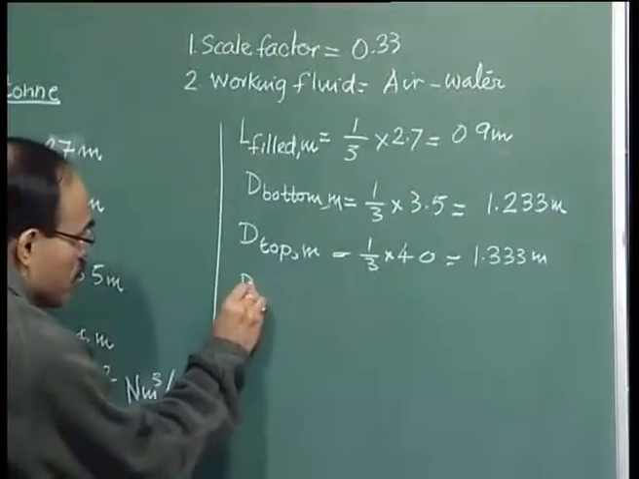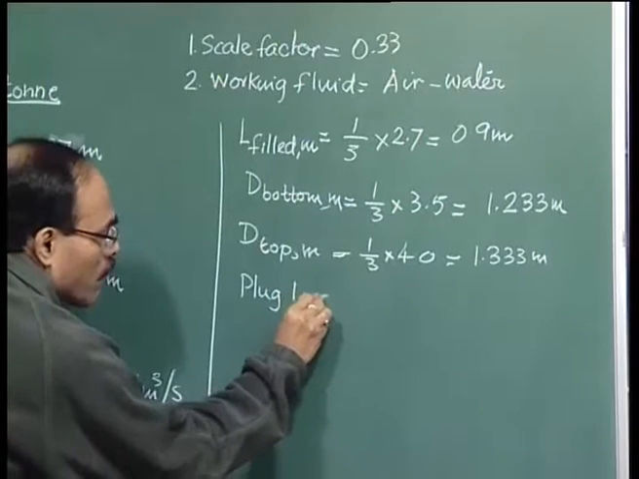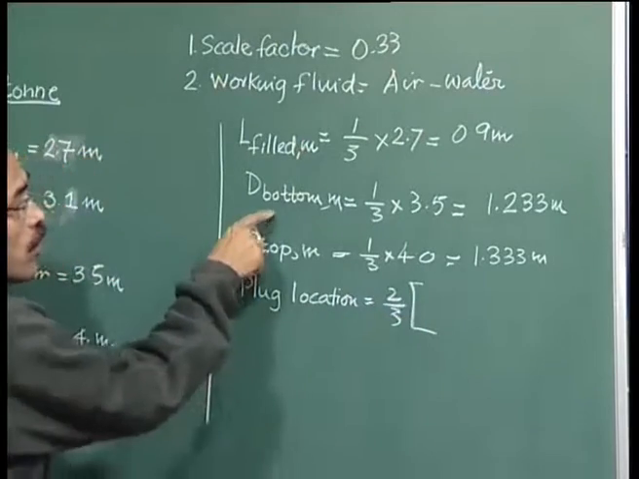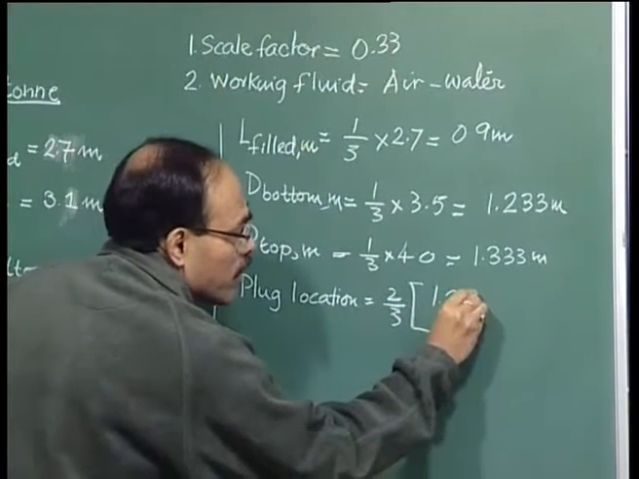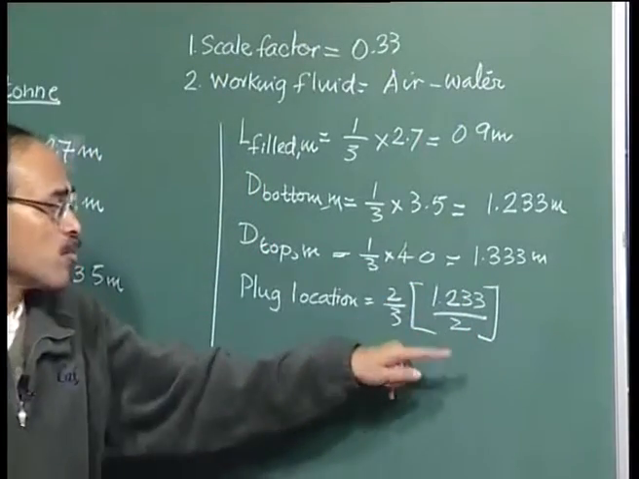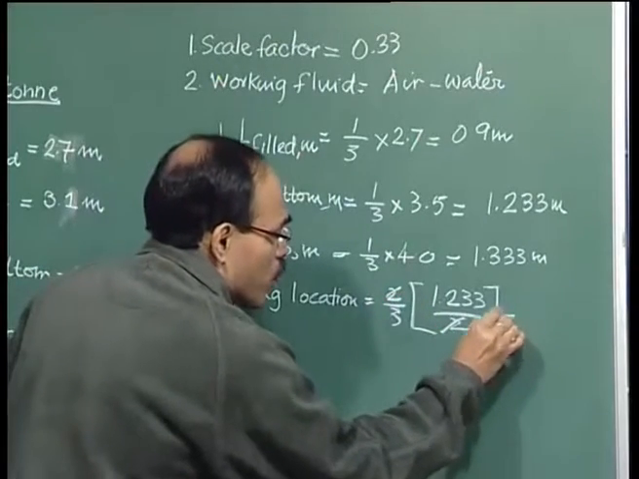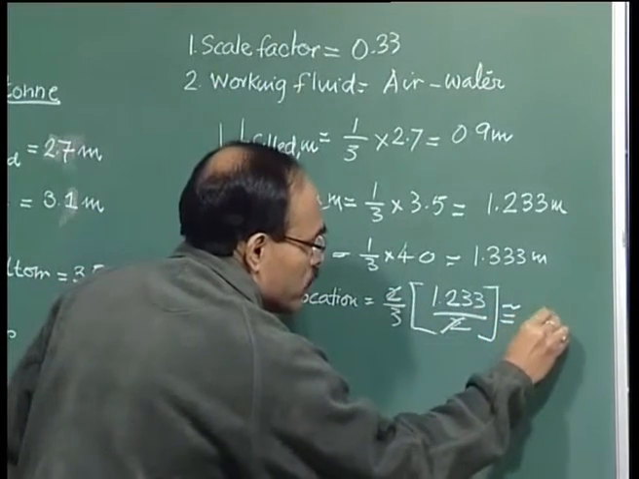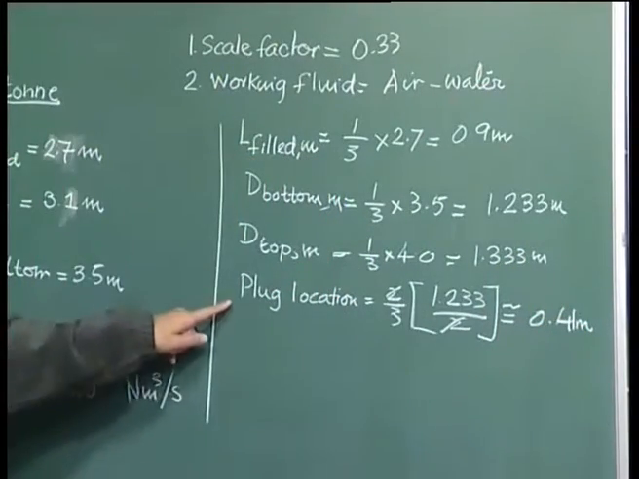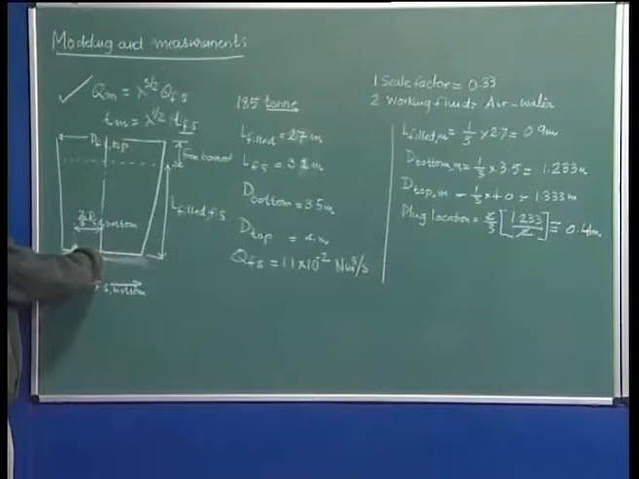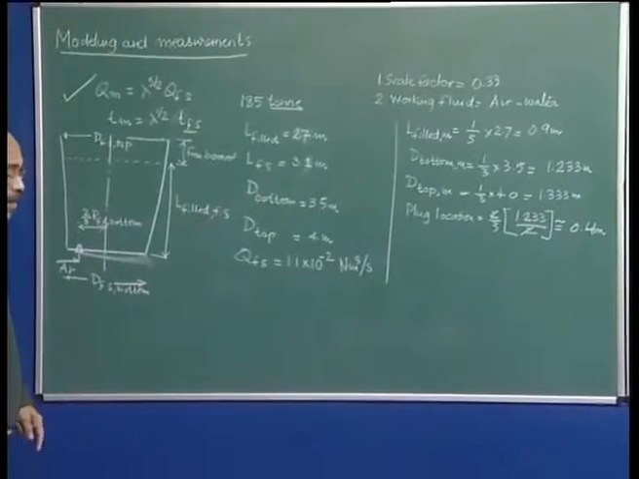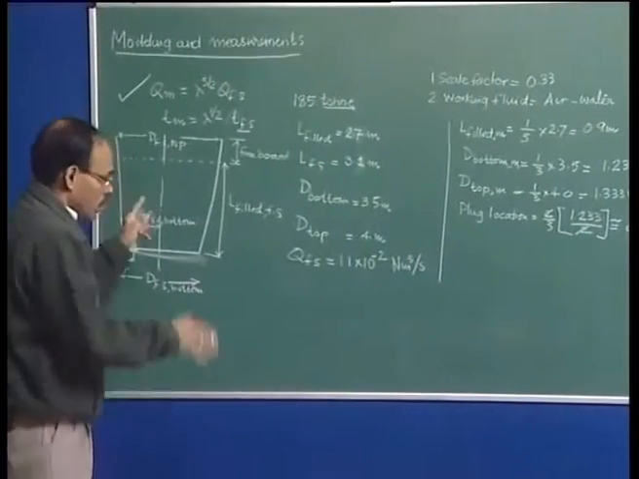So, plug location is two-thirds of R, which is equal to bottom. So, which is 1.233 divided by 2, since R is diameter divided by 2. So, this cancels out, and therefore it is roughly going to be 0.4 meters. So, that is the plug location in the model itself. From the axis of symmetry, I will have the plug located at 41 centimeters, either on the left or on the right. It will have no consequences, because we are talking of an axisymmetric geometry.